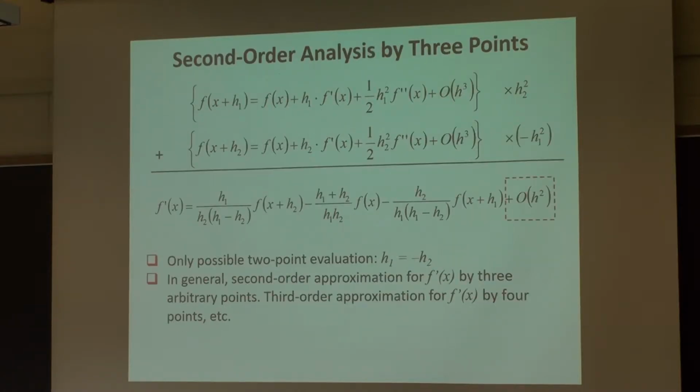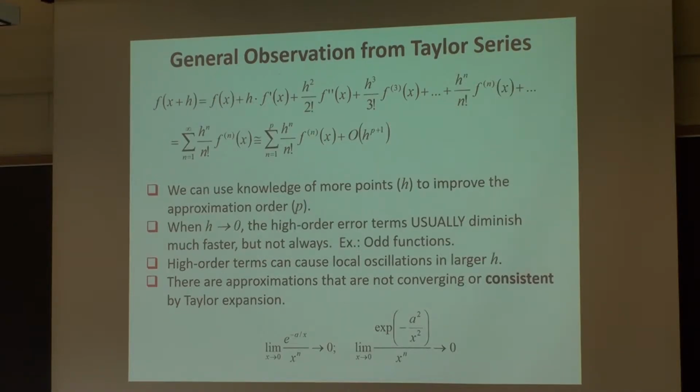This is very simple. So we see the special case in here. So now, just as a summary of what we just discussed: we use knowledge of more points to improve the approximation order, right? More points means more h sampling. You can approximate the approximation order. That's p.